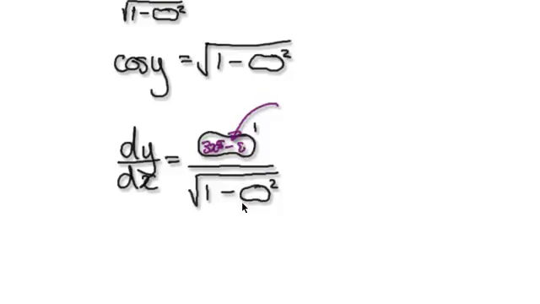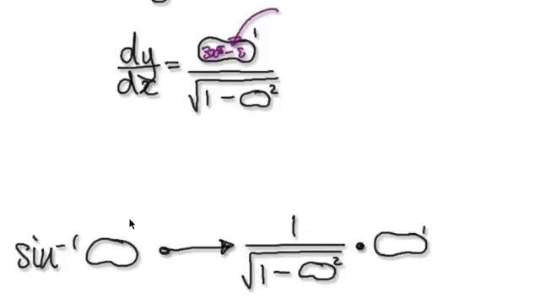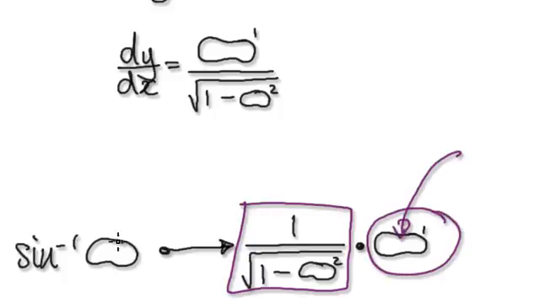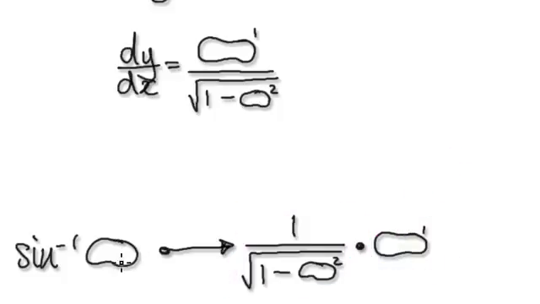So the point that I'm trying to make here is that if you're trying to differentiate something complicated in here, it will be you differentiating it, but then you've got to times by the derivative of the bubble itself. Okay, just bear that in mind.